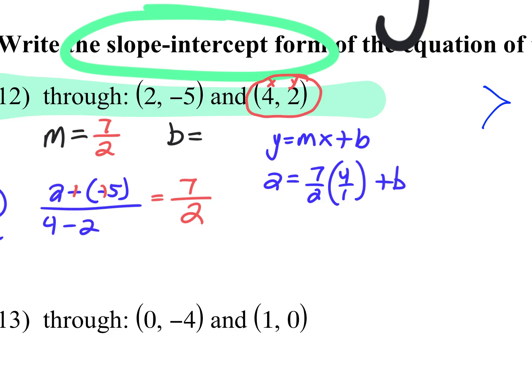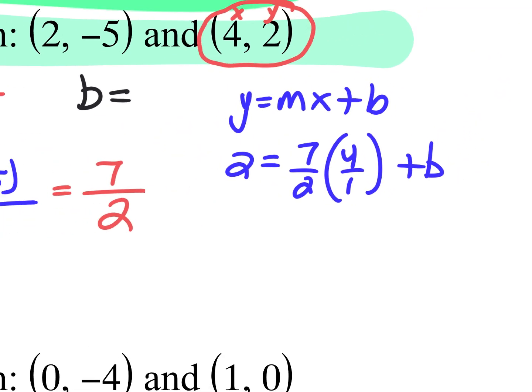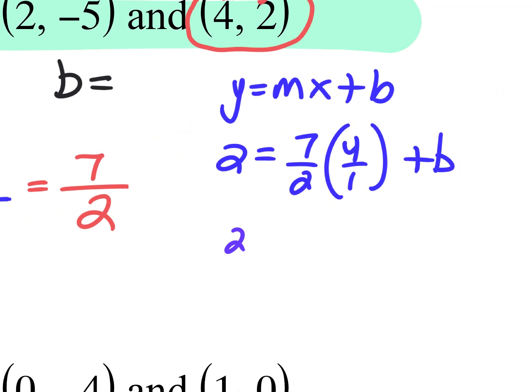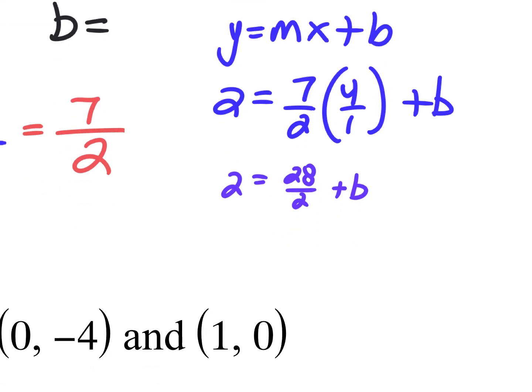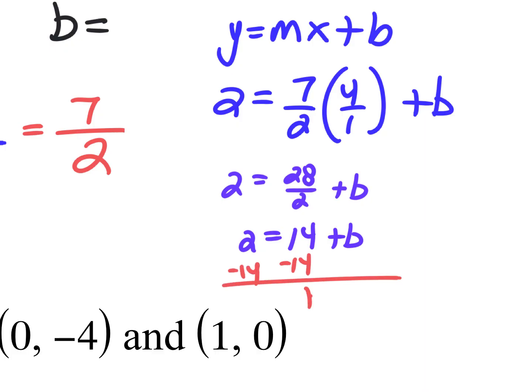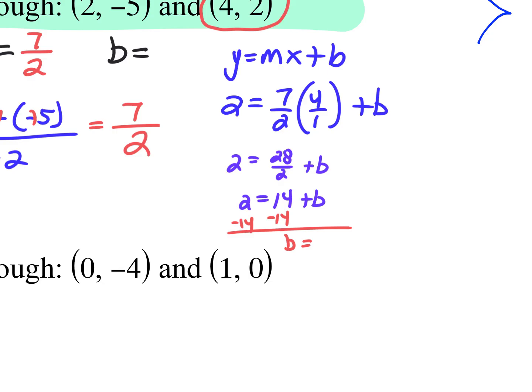Can I simplify anything? It's 14. It's the 7. You can simplify the 7. Can I simplify the 2 and the 4 right here? Yes. Do I have to? No. What's 7 times 4? 28. I could say this is 28 divided by 2. What's 28 divided by 2? 14. So you have 2 equals 14 plus b. And then do what? Subtract 14 from both sides. So b equals negative 12.